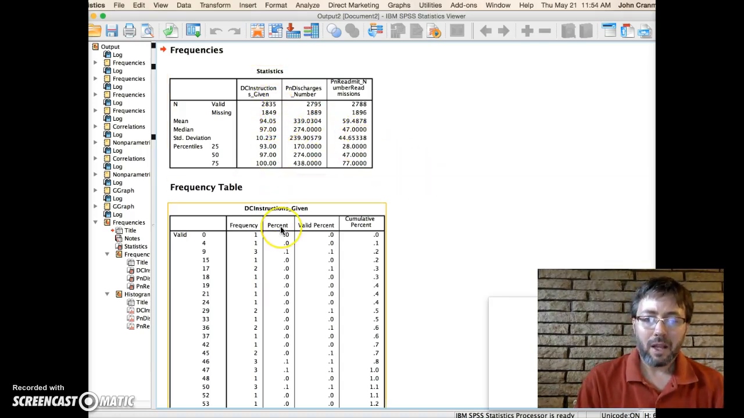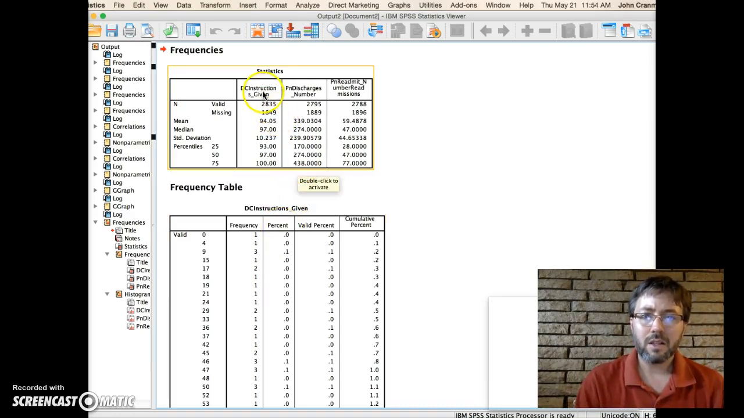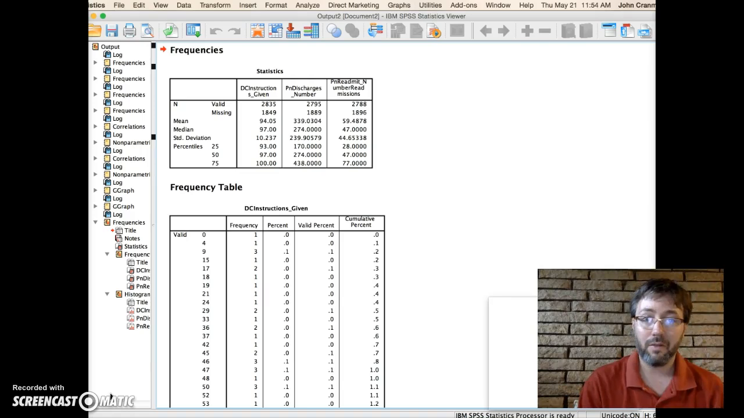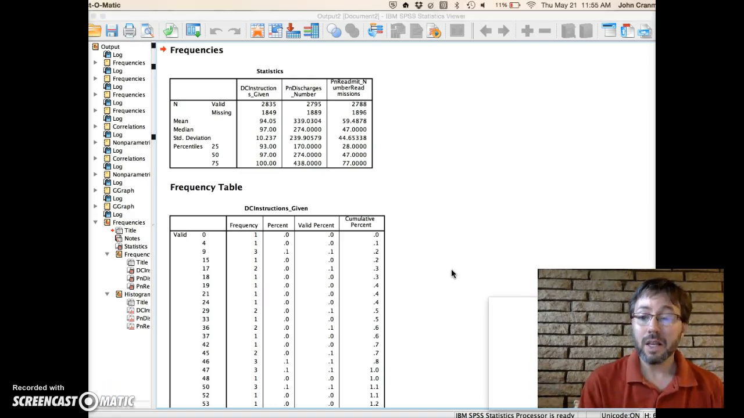But take a moment, I'd like you to examine the mean and the median for these data, for the discharge instructions given, the number of pneumonia discharges, and the number of readmissions, and tell me how you would summarize the distribution of those data points as normally distributed, left skewed, or right skewed. So let's take a look at how your summary compares to the histograms that we've generated in SPSS.